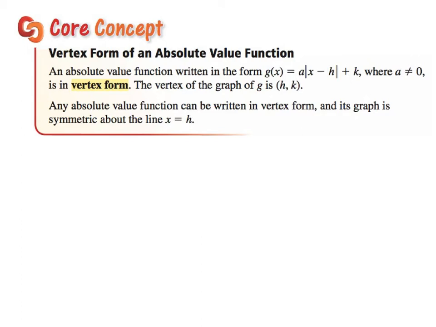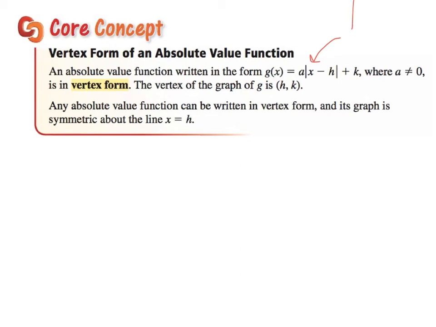All right, so now we're in vertex form. Vertex form of an absolute value equation. You need to know this, you need to memorize this, and you need to understand what these parts mean. The absolute value function is written in the form g of x equals a multiplied by the absolute value of x minus h, plus k. Now, I'm going to make note of this right now. Notice that it's x minus h.